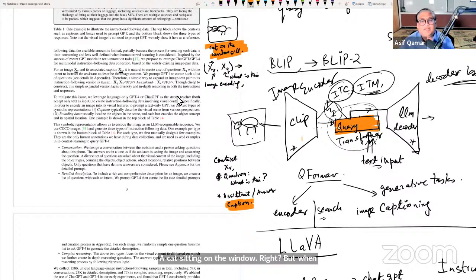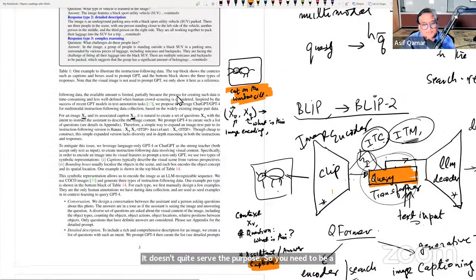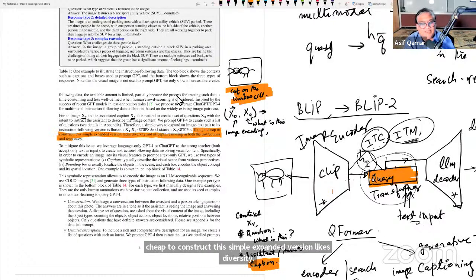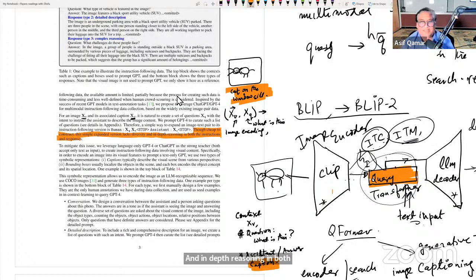But when you do that, it will lack diversity because all the questions are boilerplate and the answers are not conversational in nature. A cat sitting on a windowsill is more a caption rather than a conversation or a description. It doesn't quite serve the purpose. So you need to be a little bit richer than that, right? So that's the point they make when they say, though cheap to construct, this simple expanded version lacks diversity and in-depth reasoning in both the instruction and the response. In fact, there is no reasoning. We are saying a cat is sitting on the windowsill.